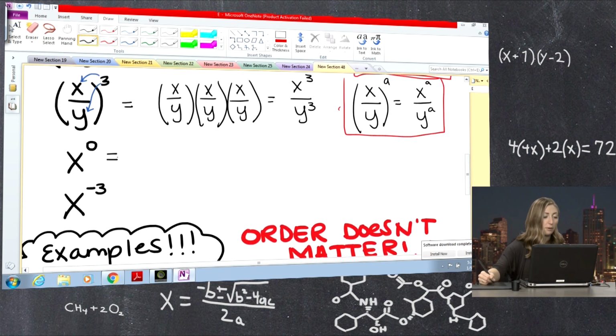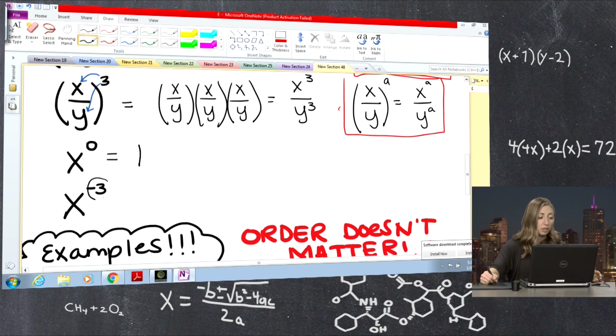Anything to the 0 power is just equal to 1. It doesn't matter what it is. It's just equal to 1. Now, I would get into an explanation on this, and I can probably do it on a different episode, but that'll make this one a little bit too long. So just trust me on this. Anything to the 0 power is always equal to 1, which is kind of weird.